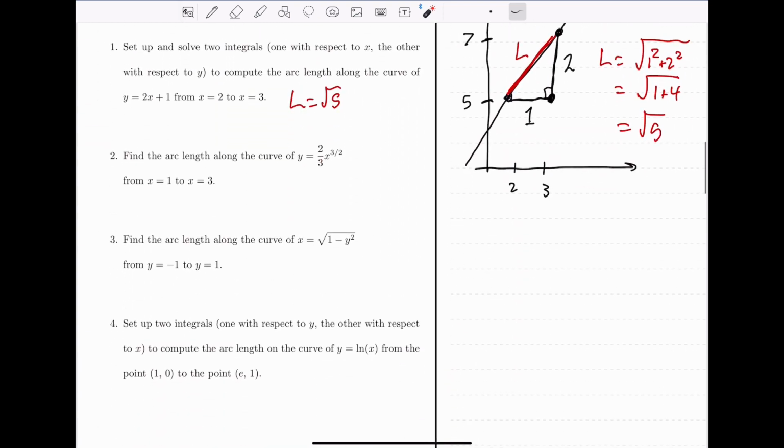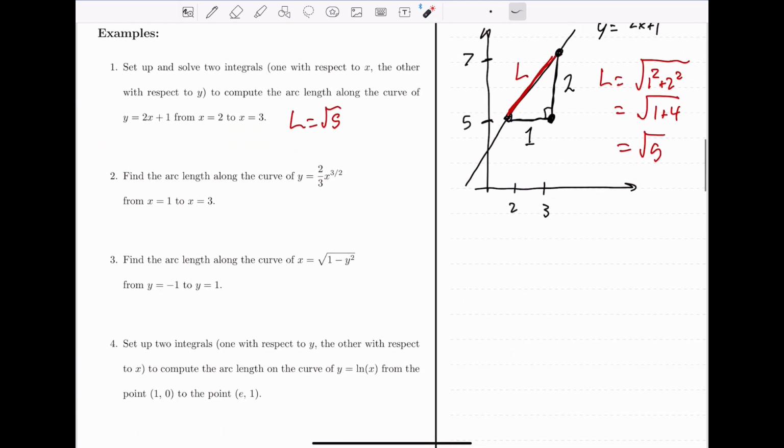For example 2, we want to find the arc length along the curve of y equals 2/3 x to the 3/2, and we'll go from x equals 1 to x equals 3. Now, we need to decide which expression for dl we will use, and we have two choices. We have either dl equals the square root of 1 plus the derivative of y with respect to x squared, integrating with respect to x, or we could choose the other expression where we integrate with respect to y. That's 1 plus dx over dy squared dy.